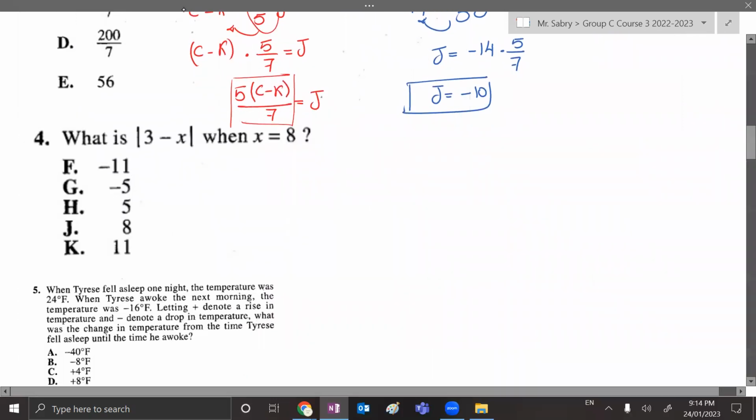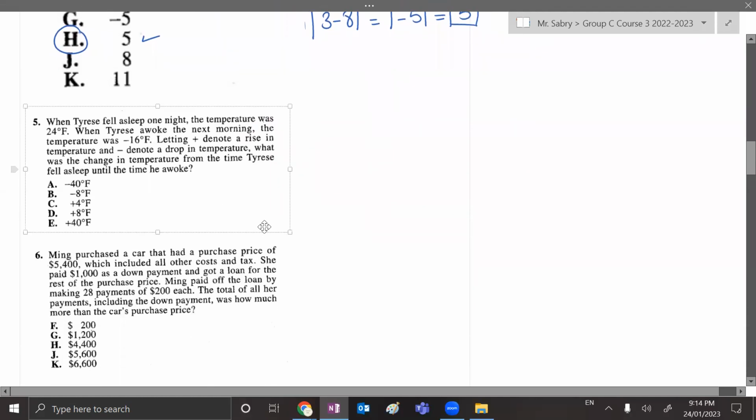Now let's check number 4. Number 4 is an absolute expression and you're given already the value of this x ب 8. So in the absolute just put 3 minus 8. That would turn out to be inside the absolute -5. When we remove the absolute or when it comes out of the absolute it becomes +5. So the final answer must be H. This is definitely considered a gift in the test.